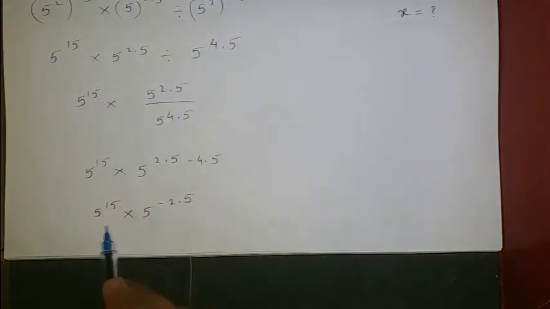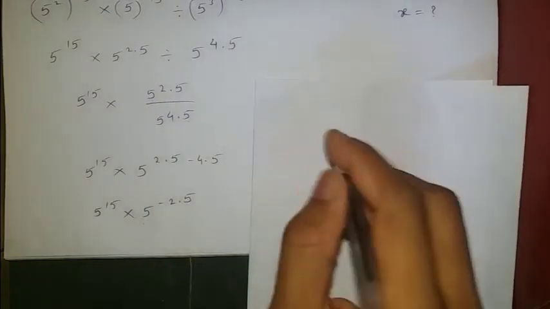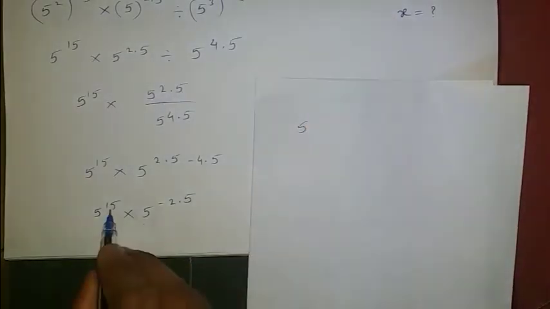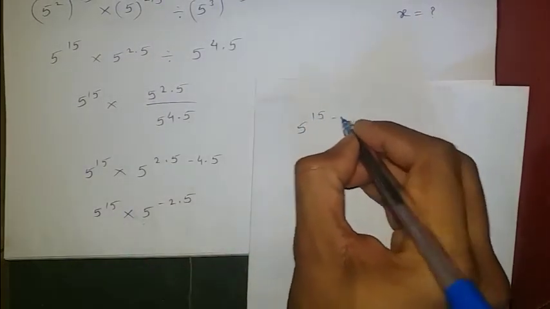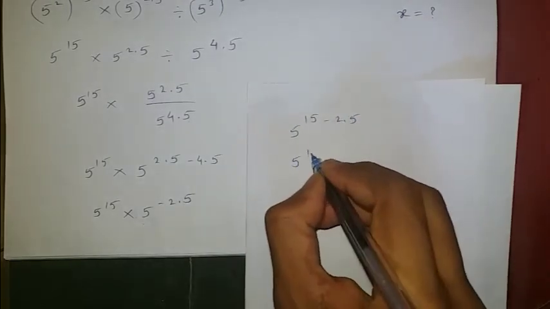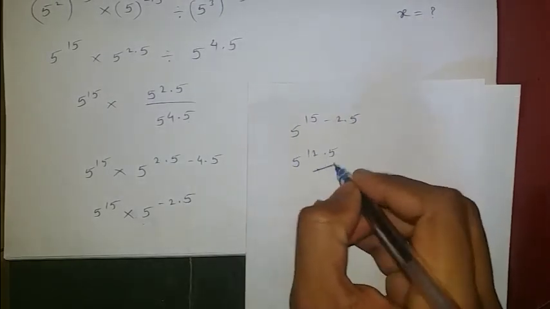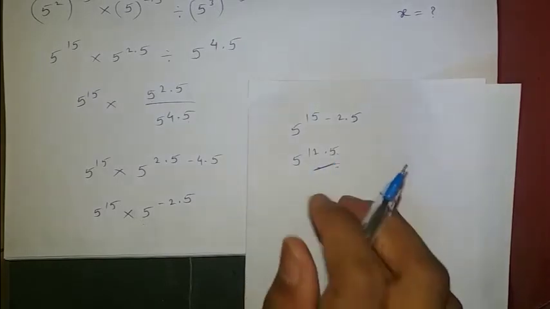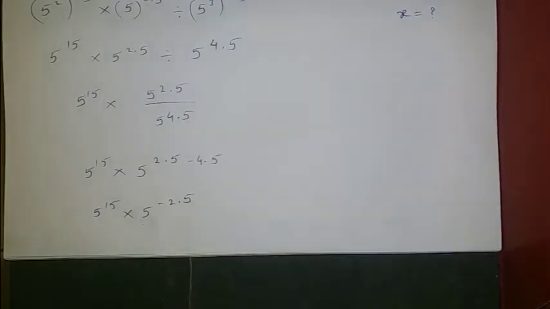Again, both the bases are equal, so powers should be added. So we will get 5 power 15 plus 2.5 minus 4.5, that is 5 power 15 minus 2, which is 5 power 13. Wait, 15 plus 2.5 minus 4.5 is 13. Taking the speaker's stated result: 5 power 12.5 is the final answer.